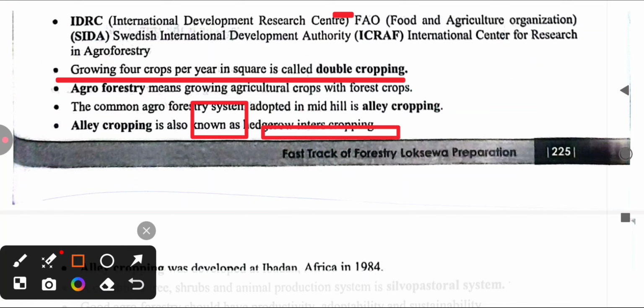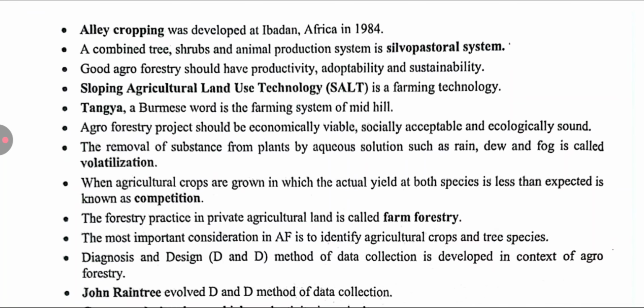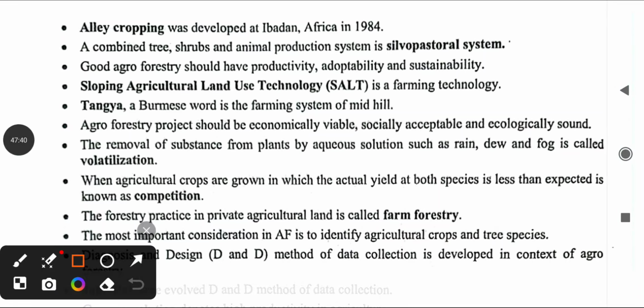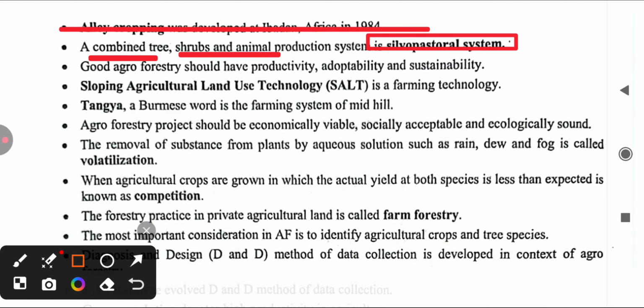Hedgerow intercropping. Alley cropping was developed at Ibadan, Africa in 1984. A combined tree, shrub and animal production system is a silvopastoral system. And good agroforestry should have productivity, adaptability and suitability.